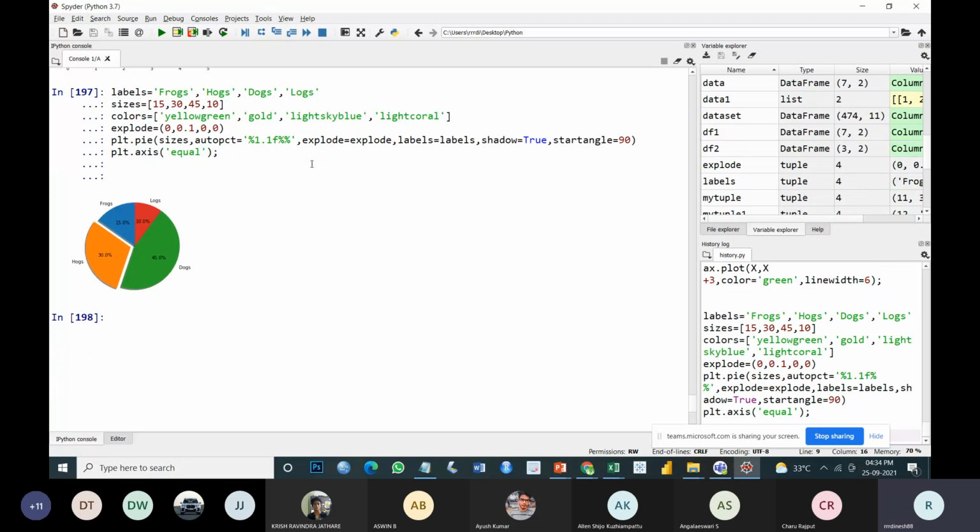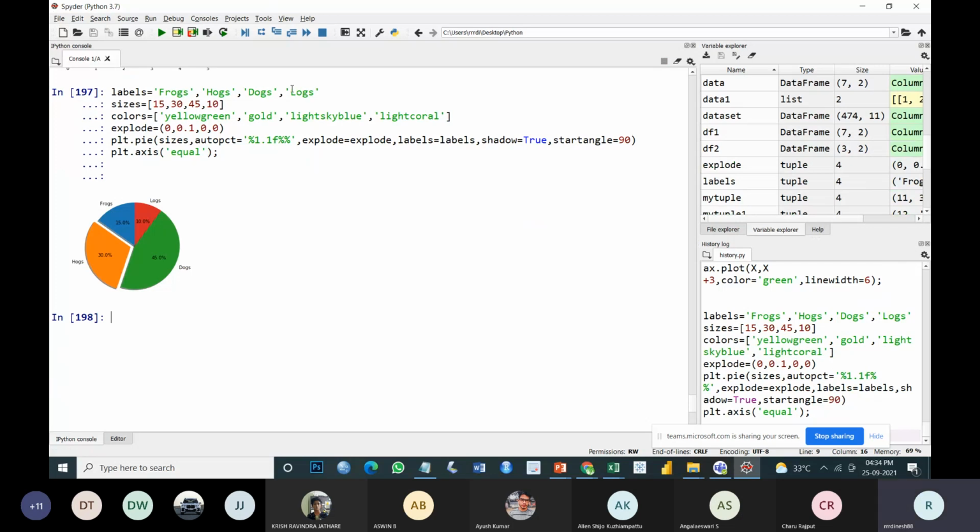So now we perform the pie chart. A pie chart is a percentage distribution of the data. It is applicable for categorical variables, so for those we go for a pie chart. A pie chart is applicable only for categorical data, and it is a percentage distribution.